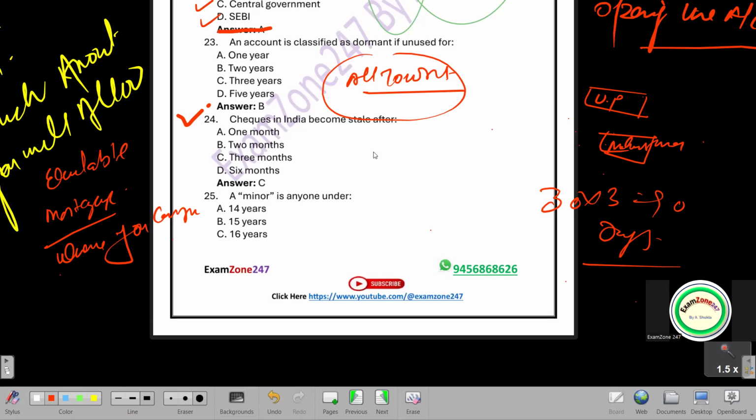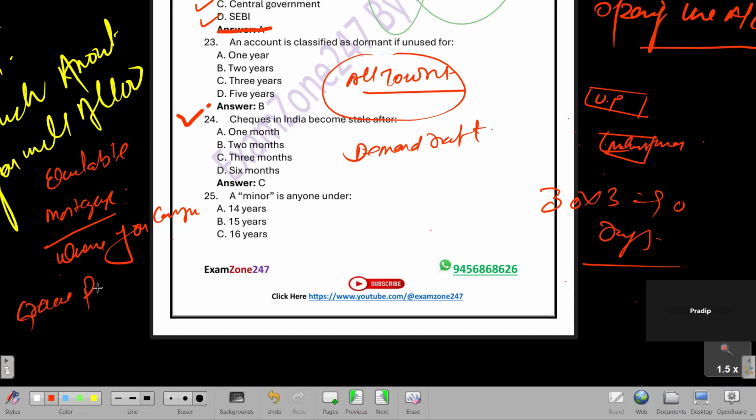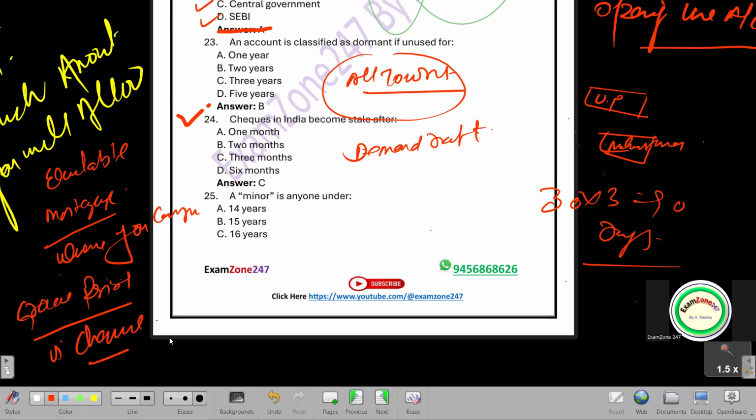Suppose a check. And what is the validity period of a demand draft? Grace period should not be considered for the check. Have you paid any check considering the grace period?